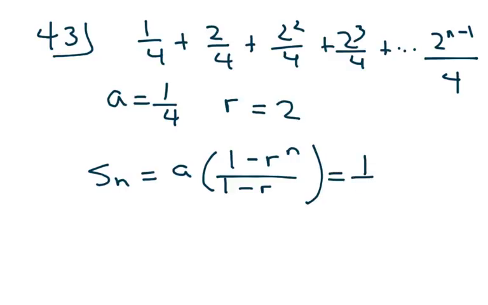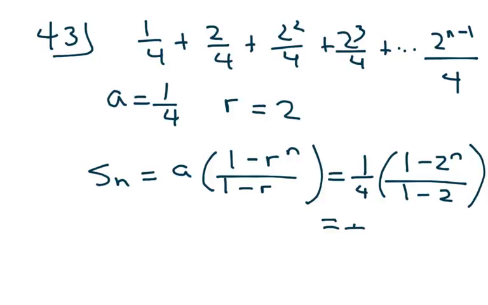That's going to give us 1/4 times 1 minus 2 to the n over 1 minus 2, which equals 1/4 times 2 to the n minus 1. And I just cleaned up my negatives there. Okay? Now 44, or let's do 45, because 45 is the kind you're going to have on your test, because I want you to make sure you know your summation signs.